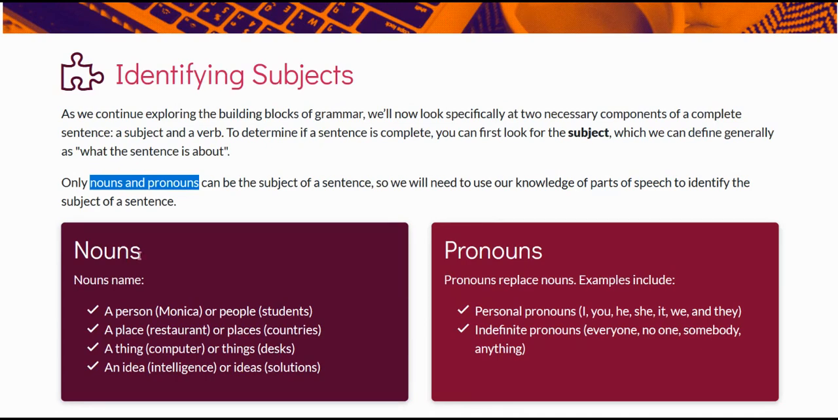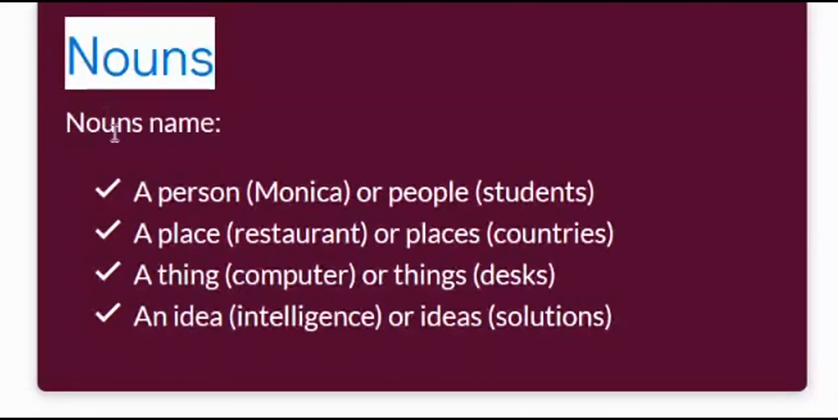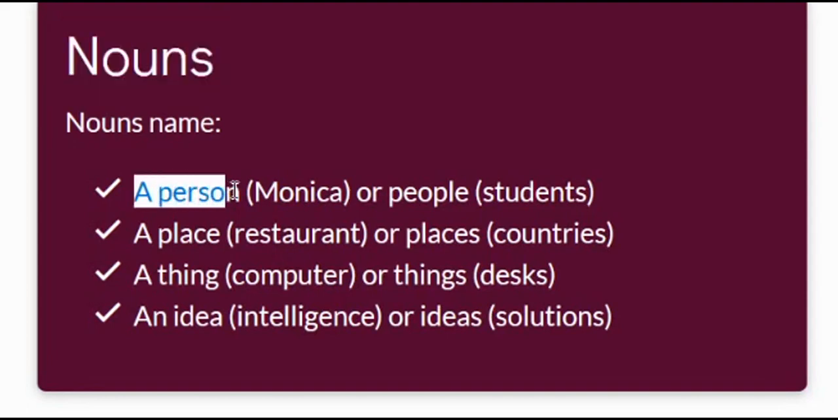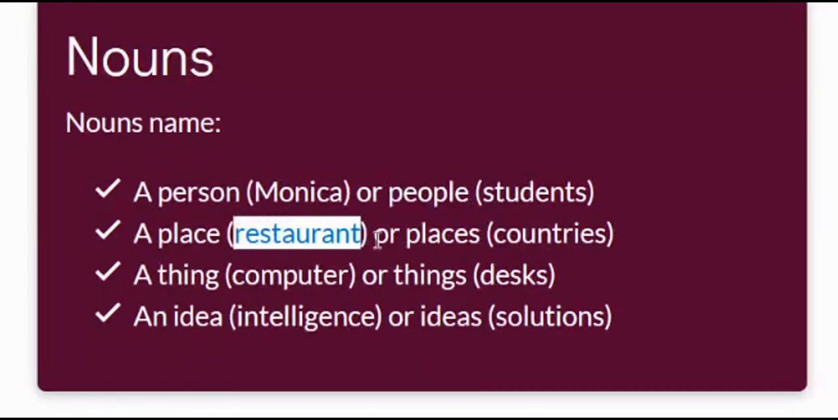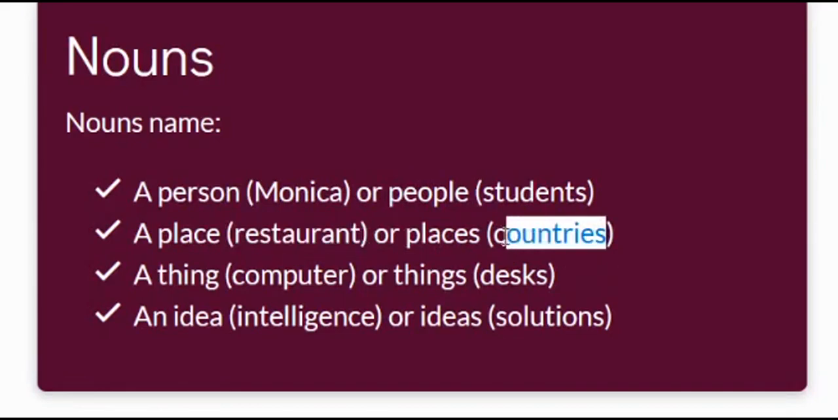But for now, let's look at the kinds of nouns or pronouns that might occupy the subject spot of a sentence. As we said, nouns name. What do they name? They can name a particular person or a group of people. They can name a place or places. These can be generic countries or a specific country.